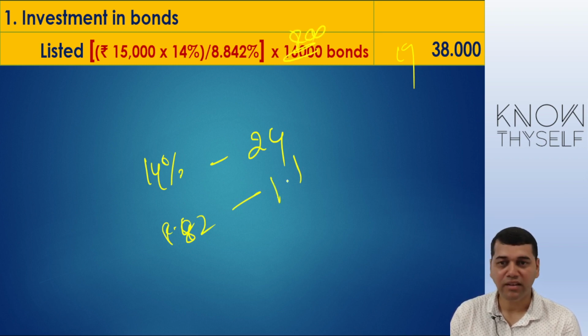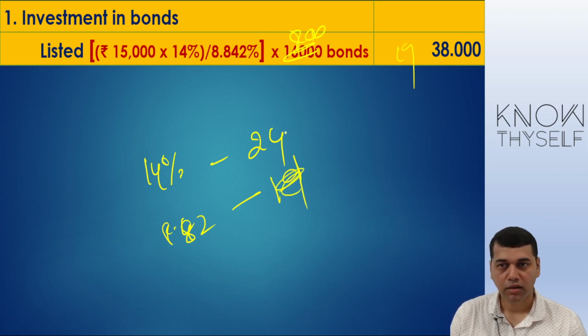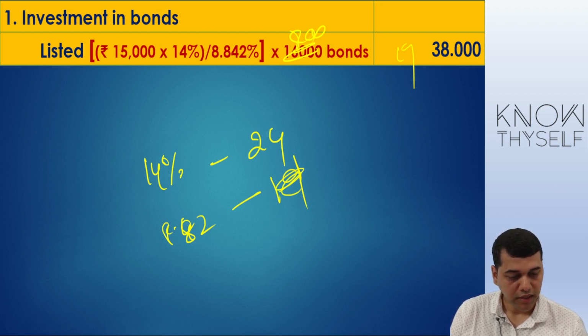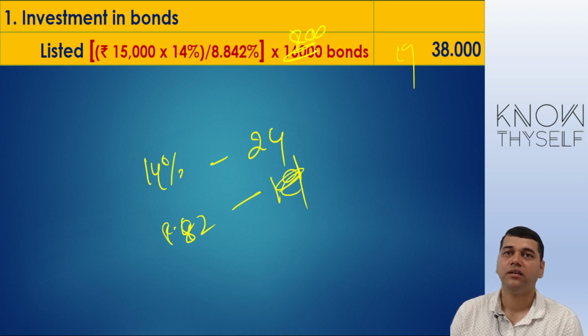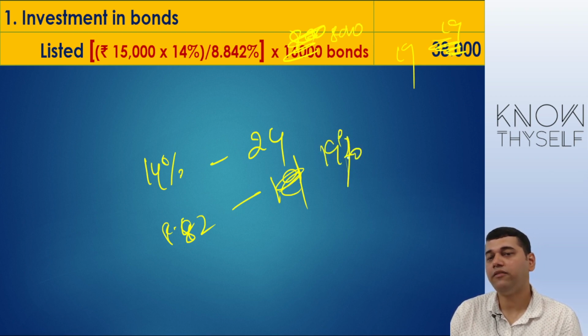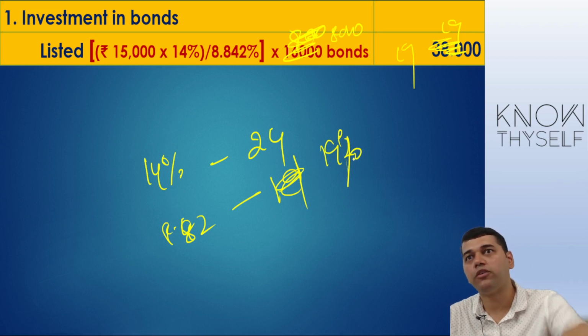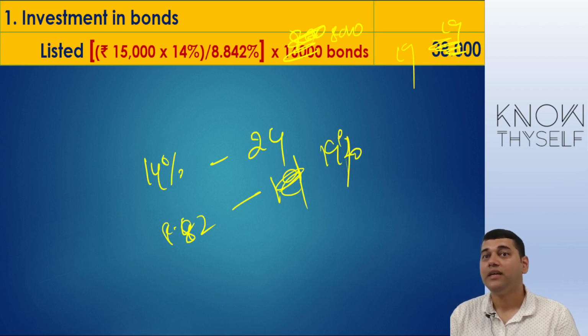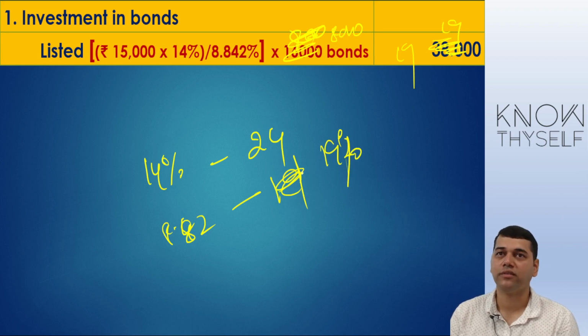And if you take 8,000 bonds, it comes to 19 into 8%, no? 15,000 into 0.14 divided by 0.8842 into 8,000 bonds. It comes to 19, no, half of this. If you treat 8,000 bonds, it comes to 19. How is it possible that when the market expectation fell down, the value of the portfolio bond also fell down? That means the problem is with that number of bonds. Clear?